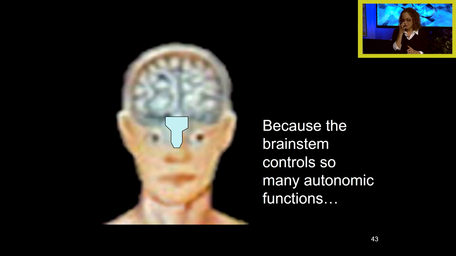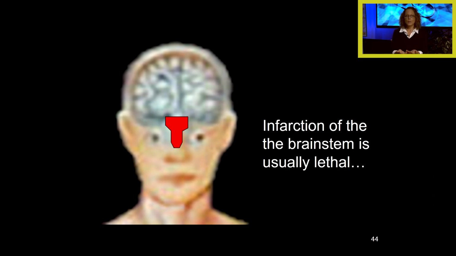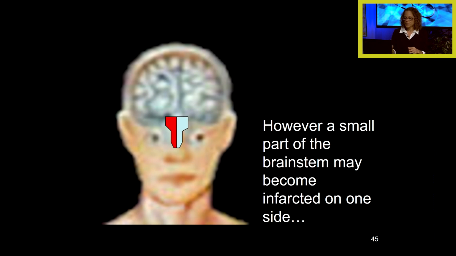So because the brainstem controls so many autonomic functions, remember, autonomic functions are automatic functions, right? Like our heartbeat and our breathing. We don't tell our heart to beat. We don't tell our body to breathe. It just happens automatically. Infarctions of the brainstem are usually lethal. It's not compatible with life if you've had an infarction in the brainstem that causes cell death and you stop breathing and your heart stops beating.